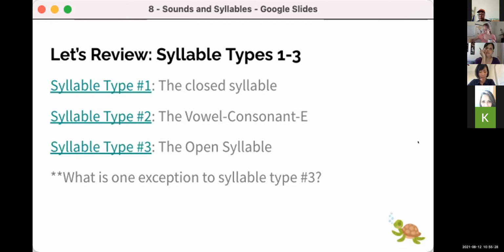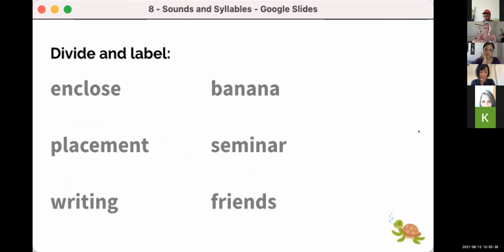All right, today we're going to talk about type 4. But before we do, let's do a quick review and practice of dividing and recognizing these different types of syllables. So on your paper, for each of these words, you're going to divide the syllables and then label which type it is. C for closed, E for silent E, O for open. Teacher, I have one question. Yeah.